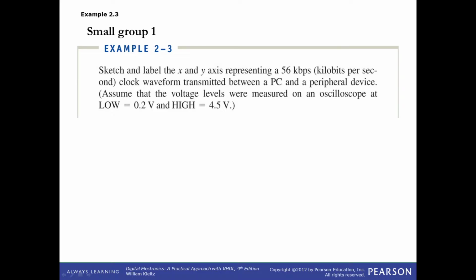Clock waveform. When they use the word clock waveform, typically the word clock describes a periodic signal that just alternates between 0 and 1, back and forth, continuously. So that's the kind of waveform we are going to be drawing. It's just 0 to 1 to 0 to 1 to 0, just this signal bouncing back and forth. And they're giving us the frequency here, and they want us to draw a diagram that describes this signal that we would see. And they also tell us that lows are going to be considered 0.2 volts and highs are going to be considered 4.5 volts.